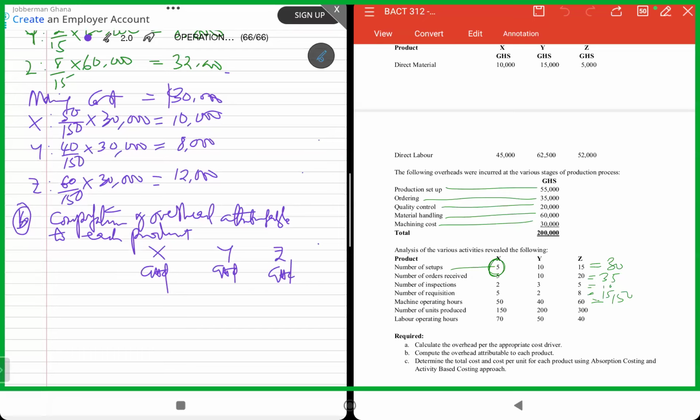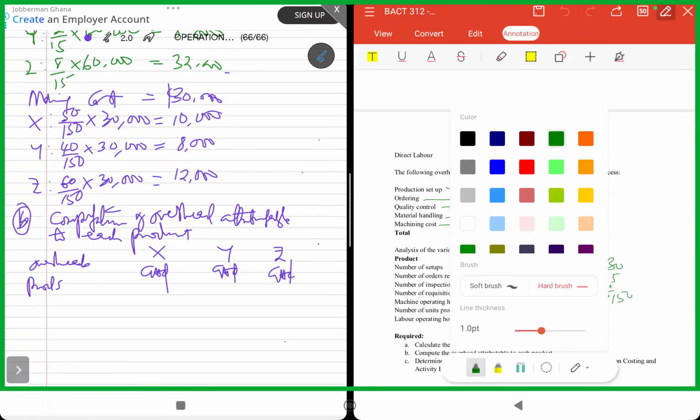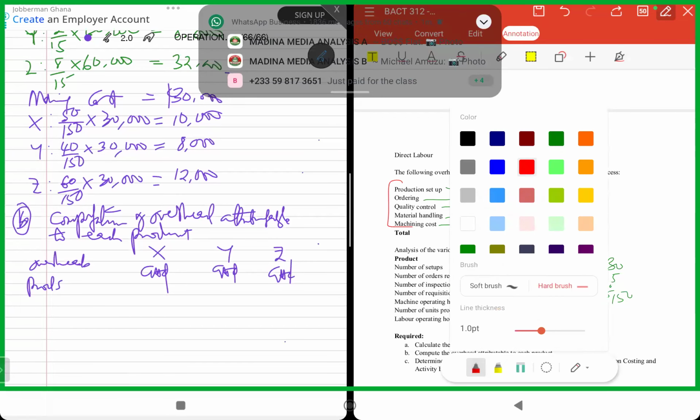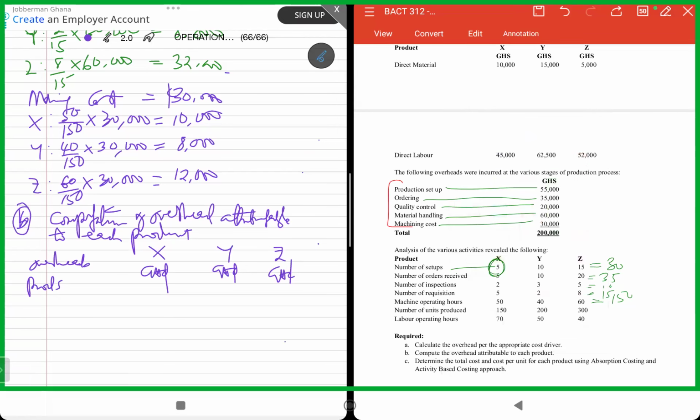Now, what are the overheads? Let me write your overheads. Production setup, ordering, quality control, material handling, machine costs. I'm just copying these, because it says overheads attributable to each product. As you compute the overhead attributable to each product, production setup.